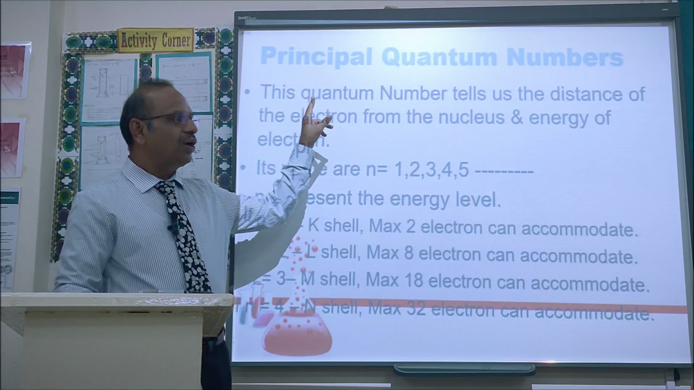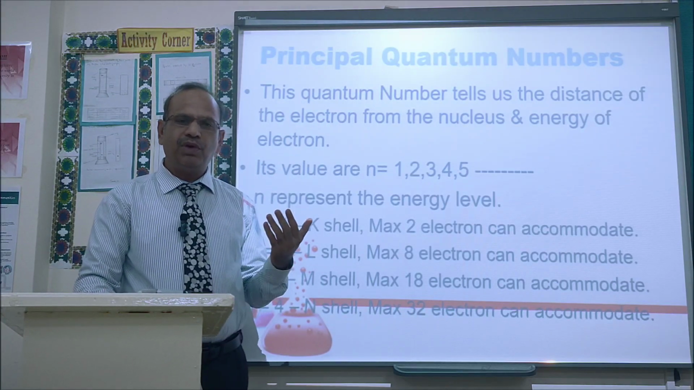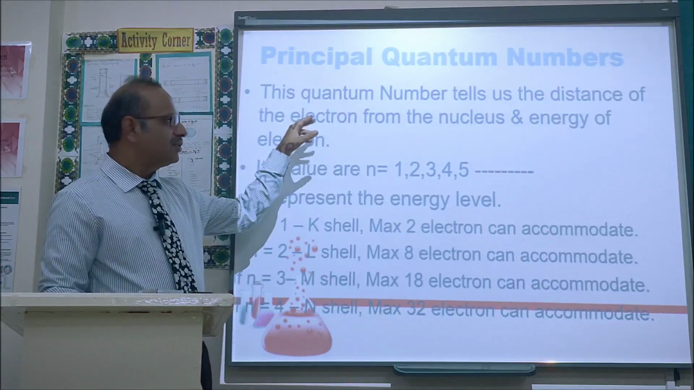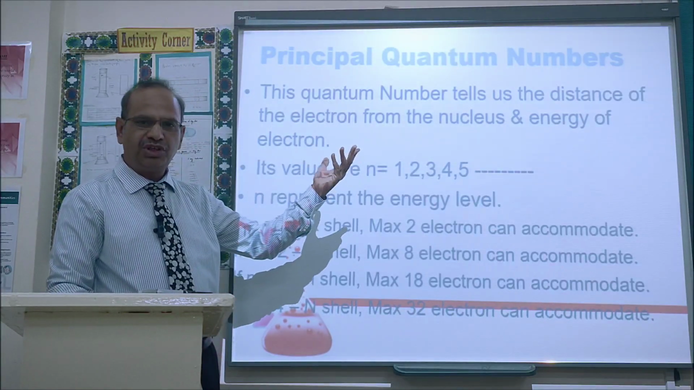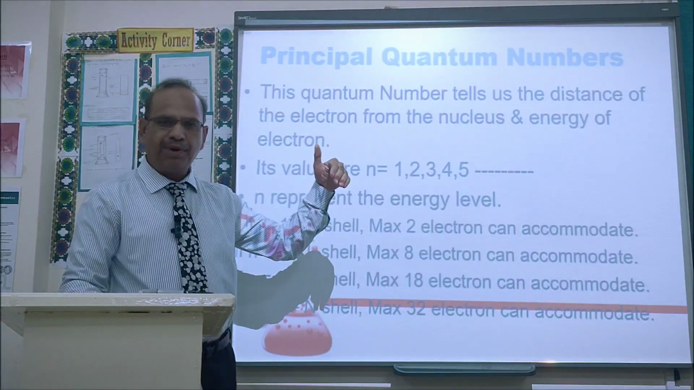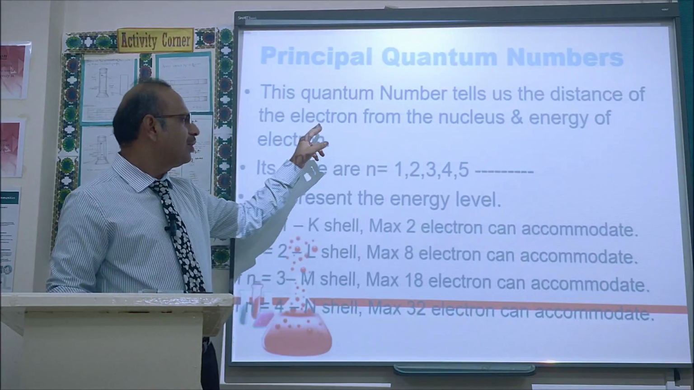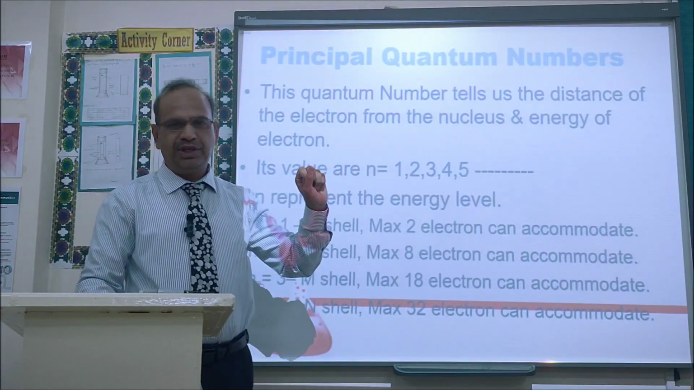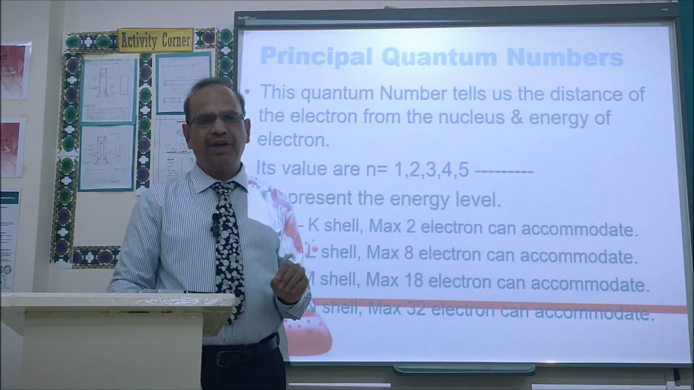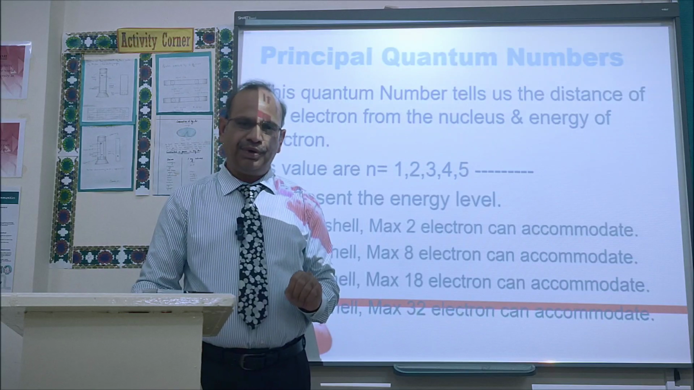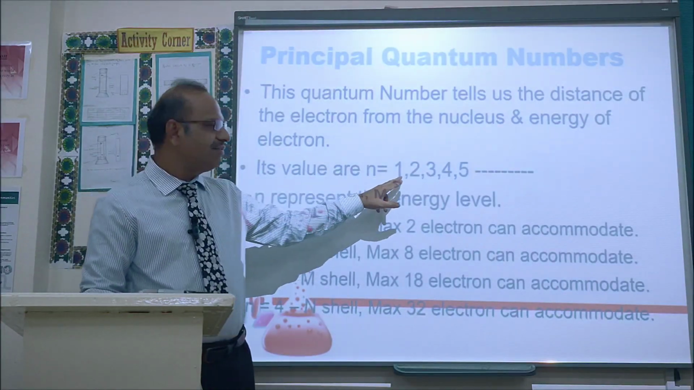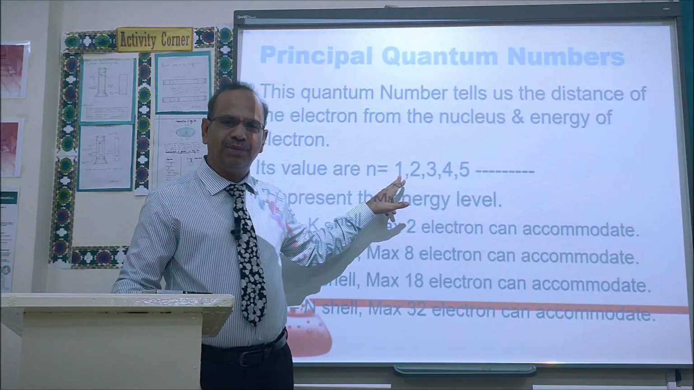First of all, as regards the principal quantum number, the concept was already given by Bohr. So, what is its role? Its function is that this quantum number helps us to find the distance of the electron from the nucleus. I mean, with the help of the principal quantum number, we can find the radius of an orbit. It is represented with n, and its value can be any non-zero number.